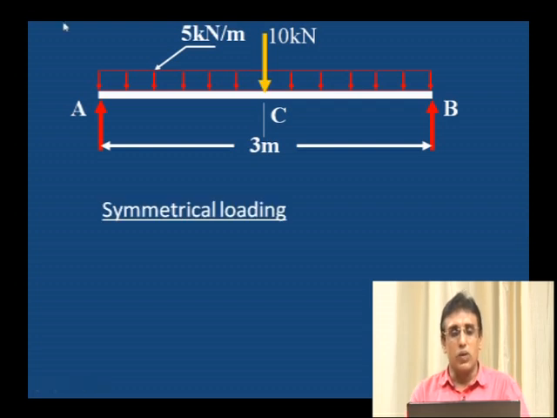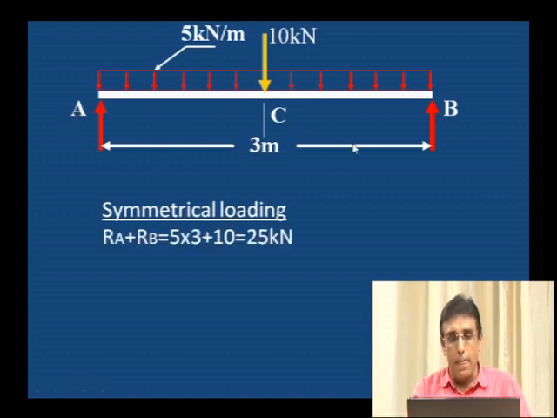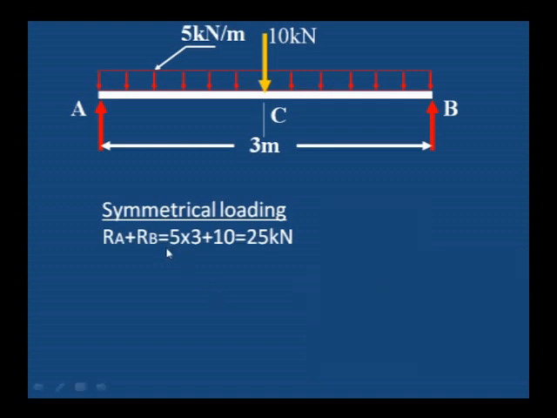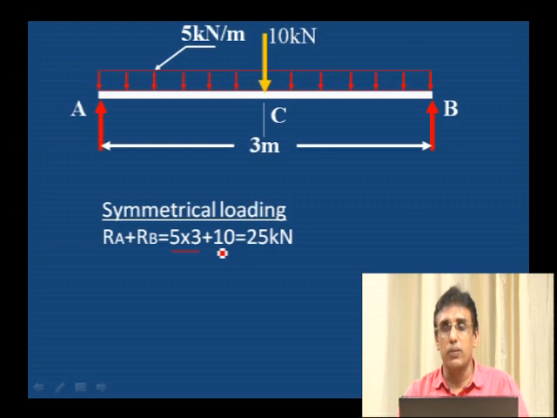Let us just see this problem, which I showed in the previous session itself, in which the load is symmetrical, that is, the entire A to B is loaded with a uniformly distributed load and also a central point load. Since it is loaded symmetrically, the 10 kilonewton is acting exactly at the center point, that is C. RA plus RB will be equal to the total downward load, that is 5 kilonewton into 3, 15 kilonewton, plus 10 kilonewton. 5 into 3 is the uniformly distributed load plus 10 kilonewton is the point load. This is the total load acting on the beam.